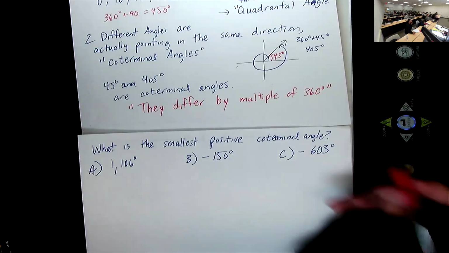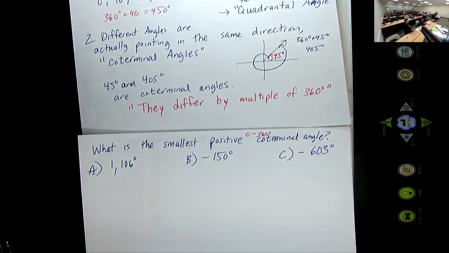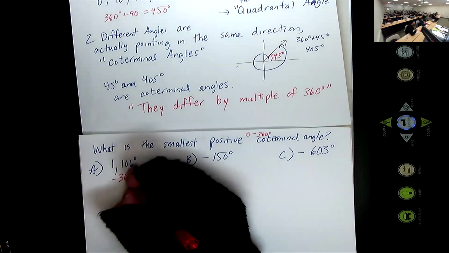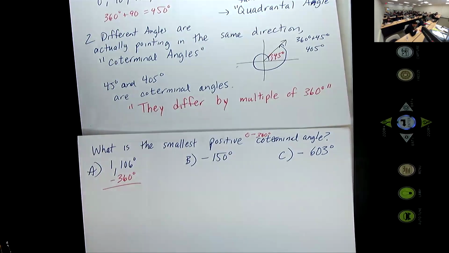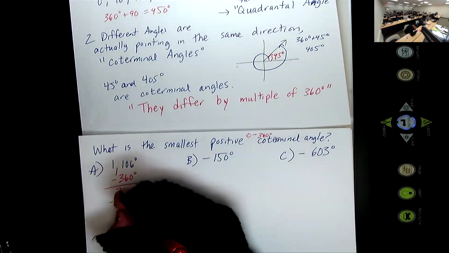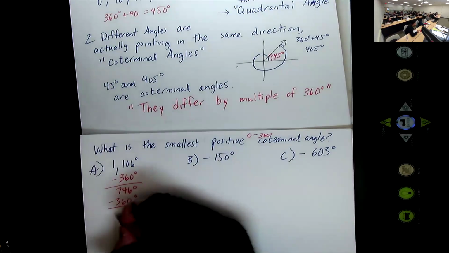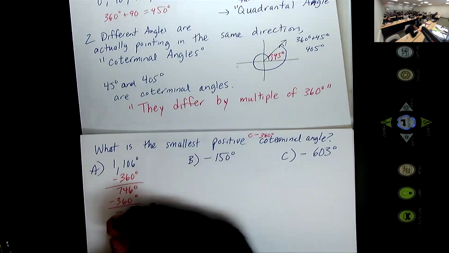So what we're looking for, the smallest positive one, is going to be between 0 and 360. That's just the first loop around. One way to get it is you either keep adding 360 or subtracting 360. If it's too big, we've got to keep subtracting 360. If I subtract 360 once, this is 746 degrees. I can subtract 360 again. I have 386 degrees. I subtract 360 again, and I get down to 26 degrees.